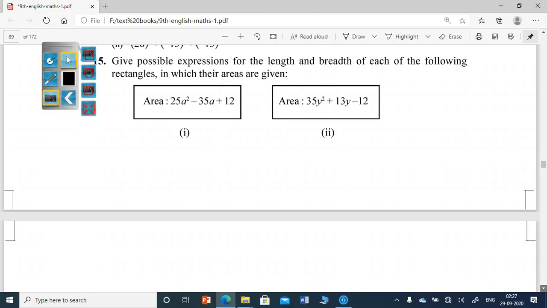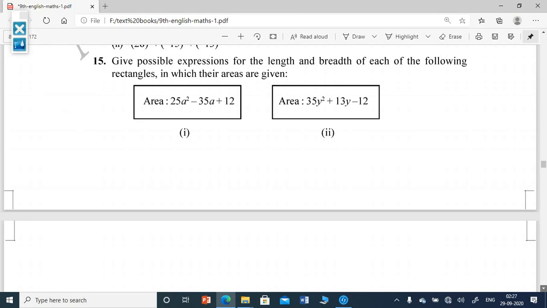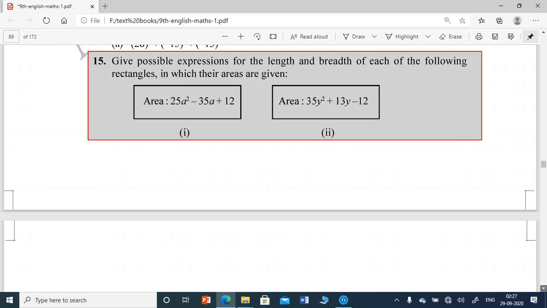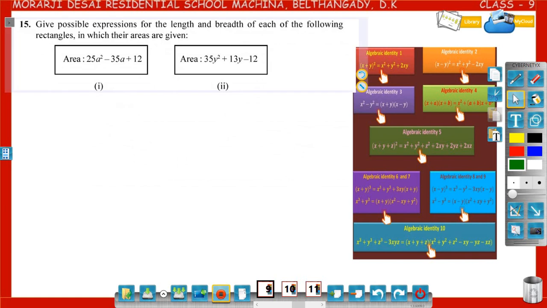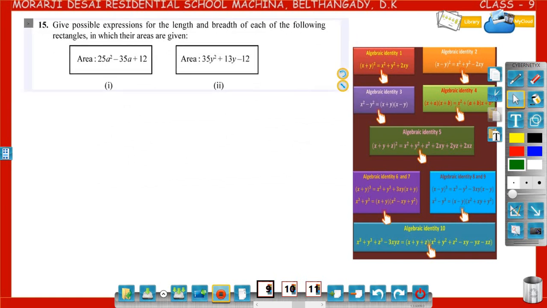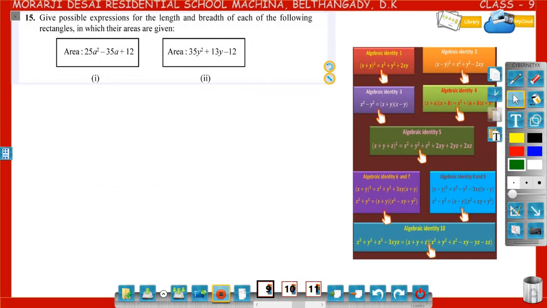Let us solve problem 15 of exercise 4.5. Give possible expressions for the length and breadth of the following rectangles in which their areas are given. Here the area is given. You have to find the length and breadth, that is, length and breadth in the form of polynomials.